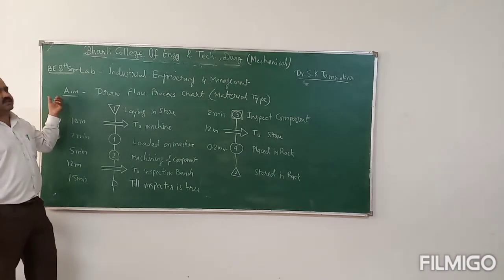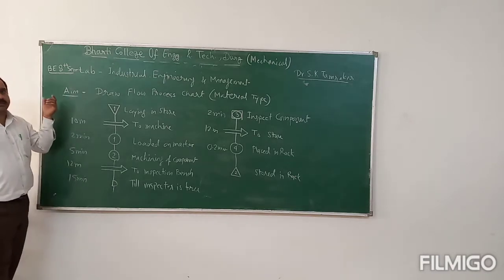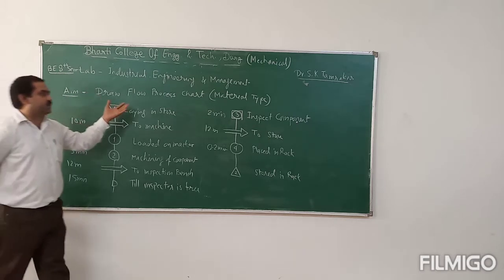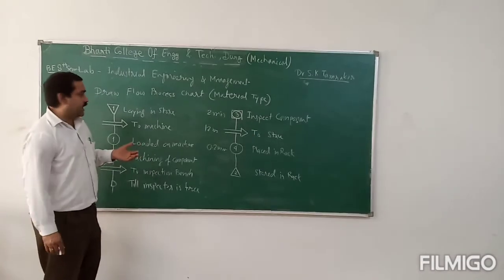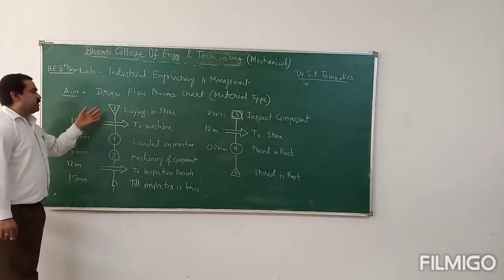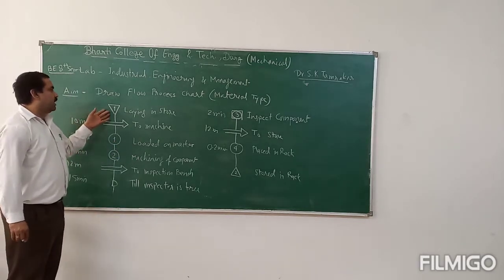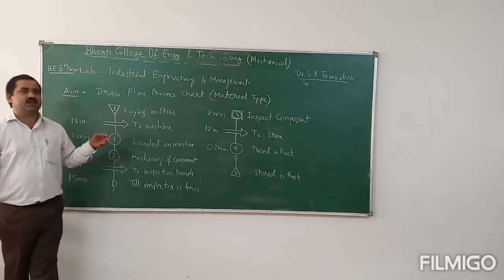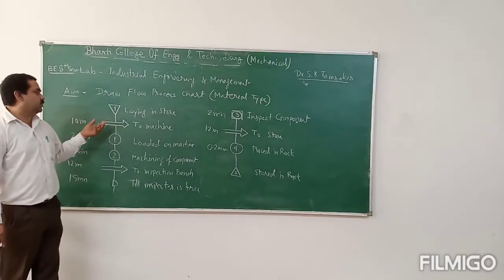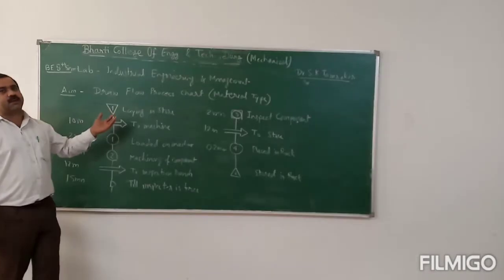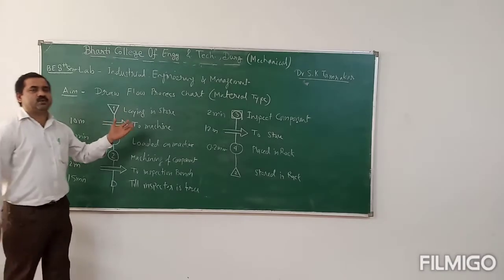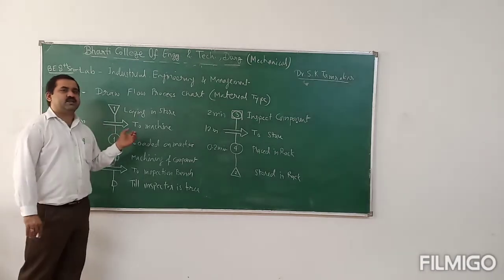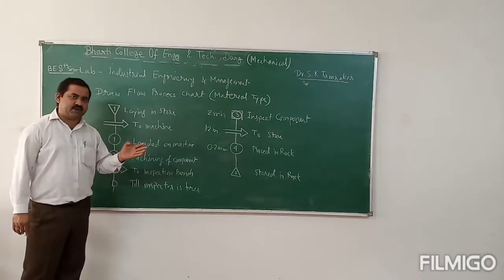The aim of this lab is to draw the flow process chart of material type. Here we start with the part stored in the store. The raw materials are stored in the store. Then that stored raw material is transported to the machine. This one is transportation, 10-meter distance. The machine is situated at a distance of 10 meters.